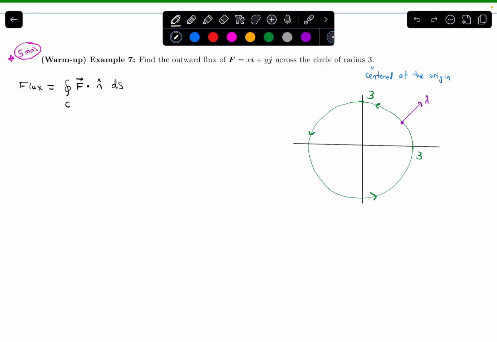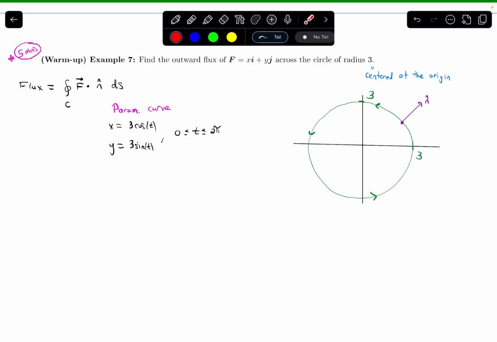Okay, so to do a line integral, I have to parameterize the curve. And we've done it for circles plenty of times. x is r cosine t, so that's 3 cosine t. y is r sine t, so that's 3 sine t. And then to go around my circle, we let t go from 0 to 2 pi.